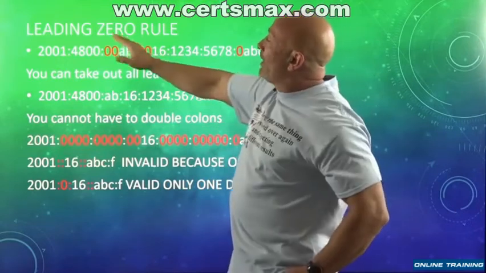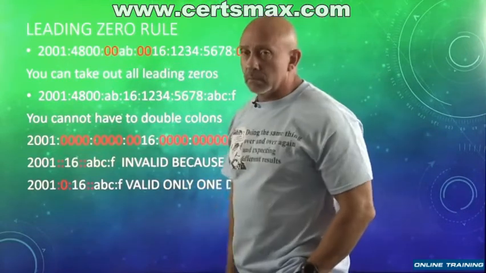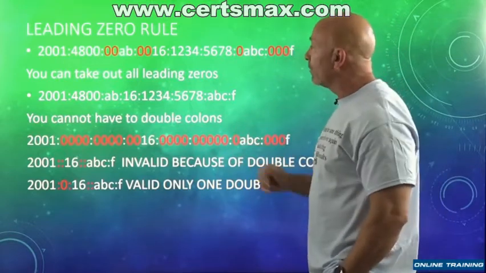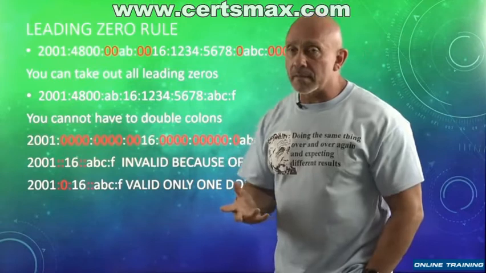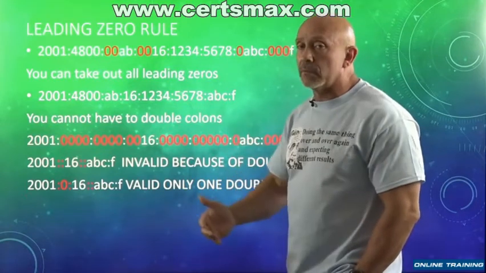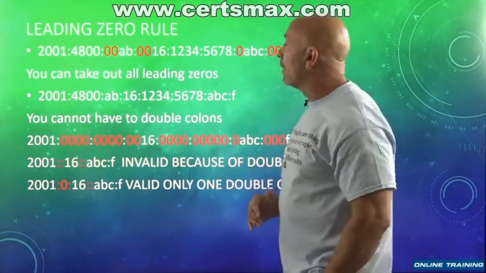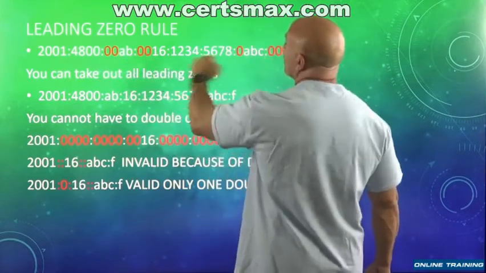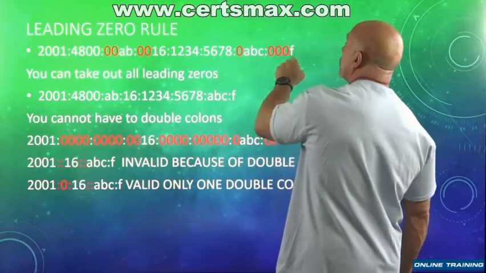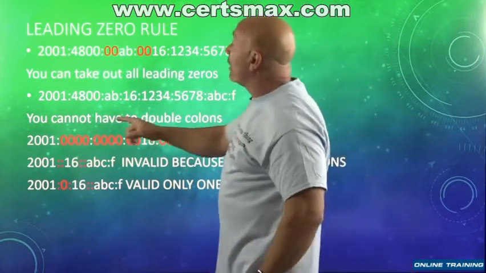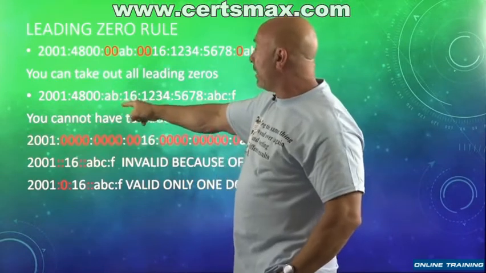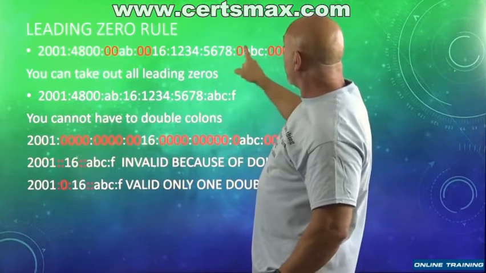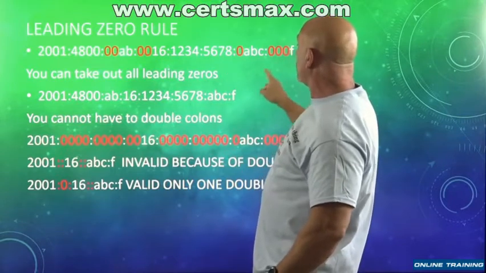Now, there's something called the leading zero rule. All the zeros are in red. I hope you can see them. Anything that's in front, a leading zero, you can take out of an address. So in this particular address up here, you have the 00AB, 0016, 0ABC, and then 00F. Well, if you take out all the leading zeros, 2001, blah, blah, AB, 16, 1, 2, 3, 4, 5, 6, 7, 8, and then take out the 0, ABC, and then all three zeros and F.